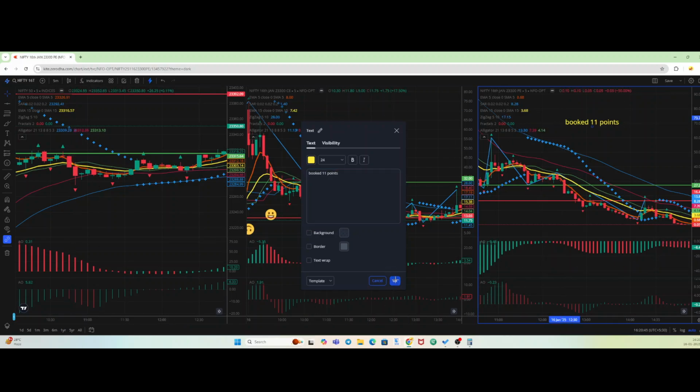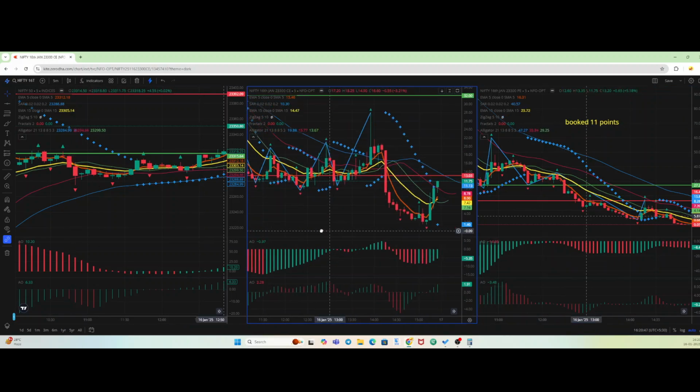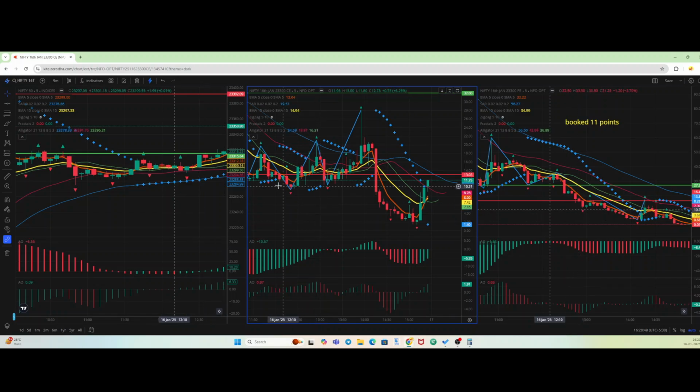Here we booked 11 points. Then again, if you see the C side, there was not much entry here. Finally, we got the entry near 1420 only. That entry also had a very slight downfall.